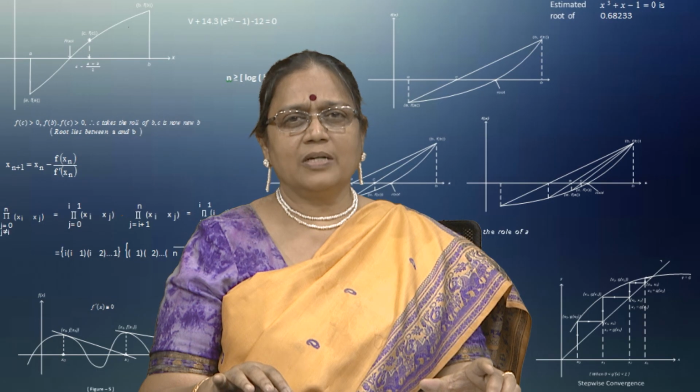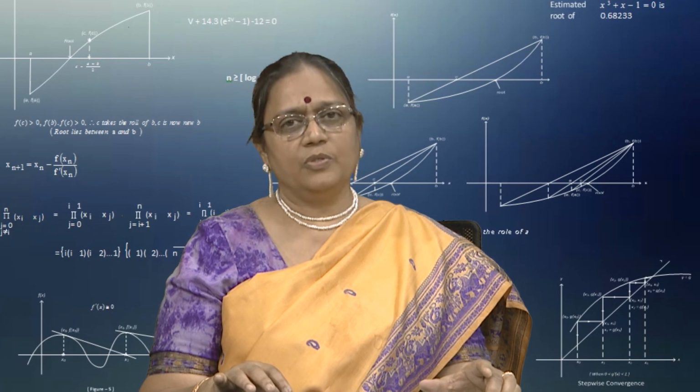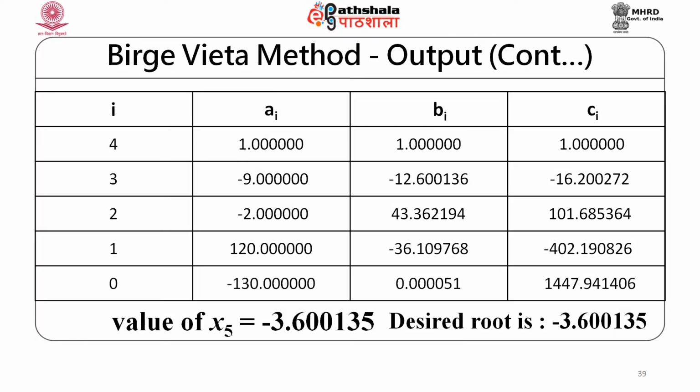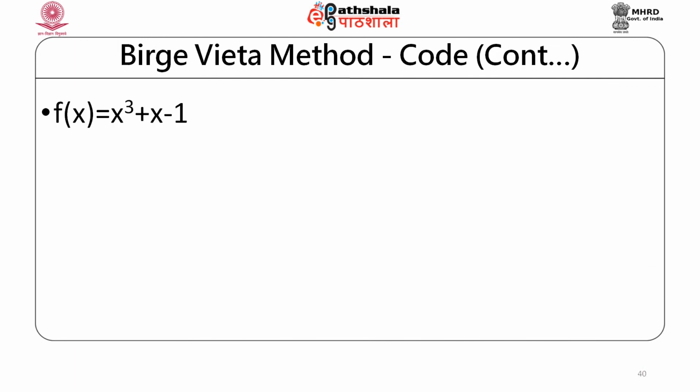So, this is how the Birge-Vieta method can be very easily used to evaluate the polynomial and its derivative, and so it can be applied to calculate the root of a polynomial of degree n, any polynomial of degree n. The formula is the same as the Newton-Raphson method. The only thing is, in the evaluation of the value of the polynomial and its derivative, we are using the nested parenthesis technique, that is, Horner's method of polynomial evaluation.